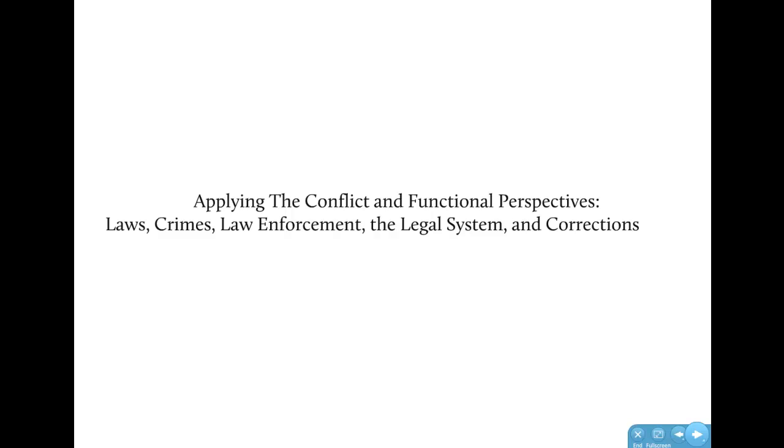So I've broken this class down into about the steps of crime. Basically, laws have to be created first. Then somebody commits a crime. Then you have law enforcement getting involved. After that, there's a legal system where you either go to a judge or there's plea bargaining, and last comes corrections. So there is a sequential order to today's lecture.